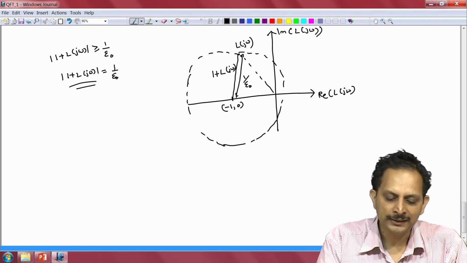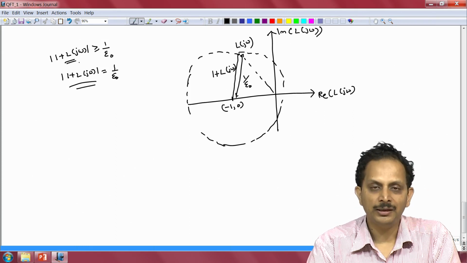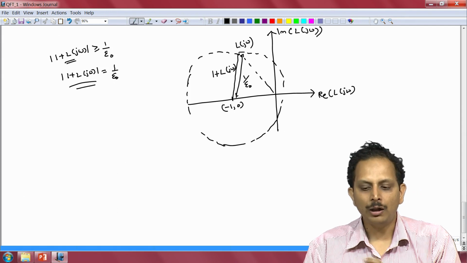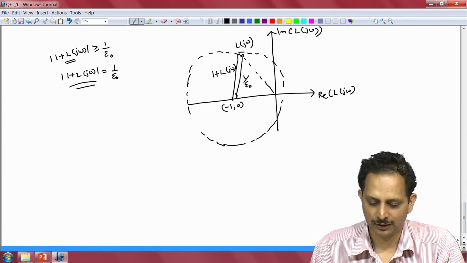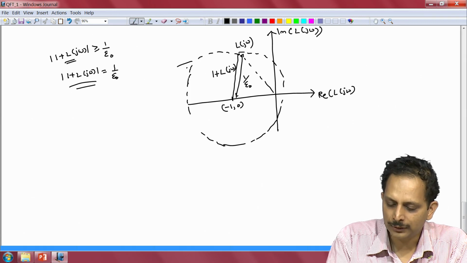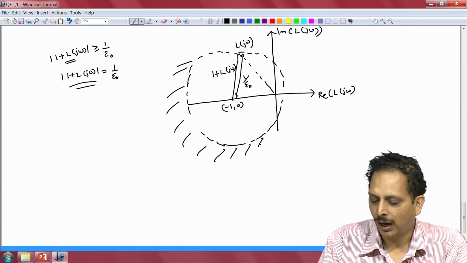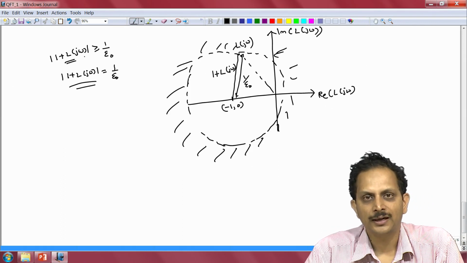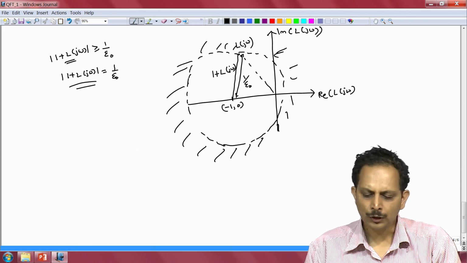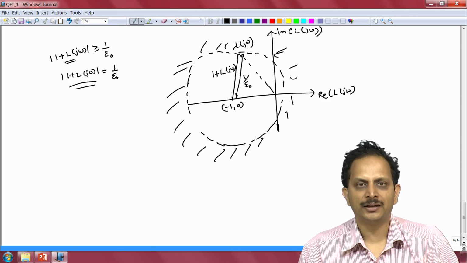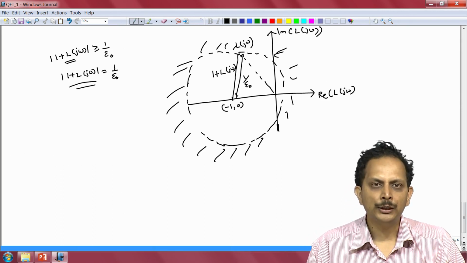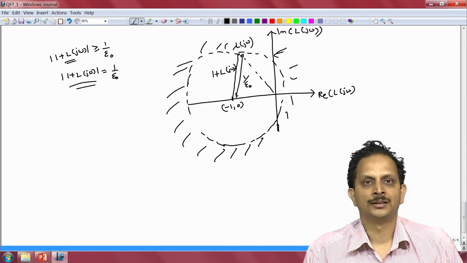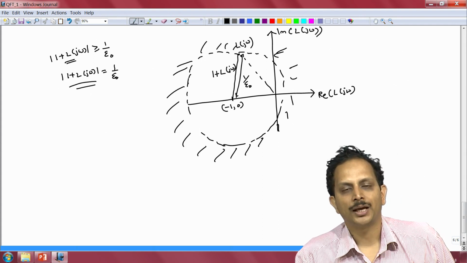How about the inequality that we are interested in, namely magnitude of 1 plus L is greater than or equal to 1 by epsilon naught? That essentially refers to all the complex numbers that lie outside of this circle. So the points on this circle along with the points that lie outside the circle are the points that satisfy the inequality magnitude of 1 plus L greater than or equal to 1 by epsilon naught. So we see therefore that we can very clearly depict the combination of magnitude and phase values of loop gain that are permissible for us to be able to reject an output disturbance by the amount epsilon naught.